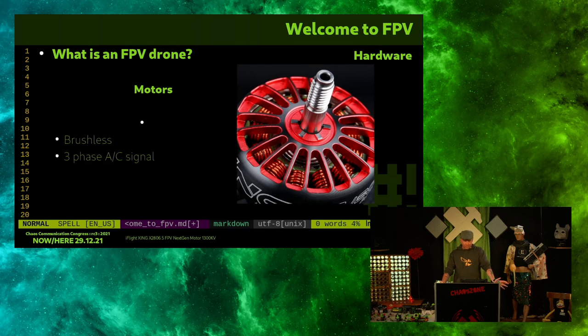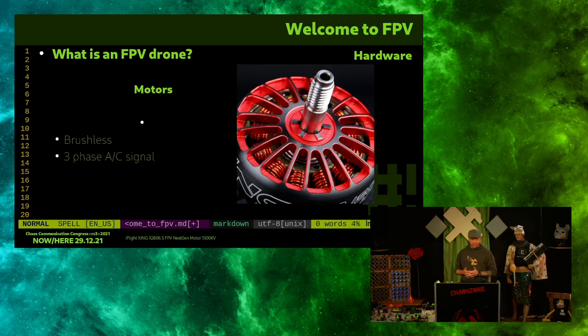Okay, motors. Of course, we have to have motors or the thing won't fly. So motors are the engine that keeps a quad flying. In modern quadcopters, brushless electromagnetic motors are most commonly used. These motors are driven by a three-phase alternating current, as we discussed, which is provided by the ESC.